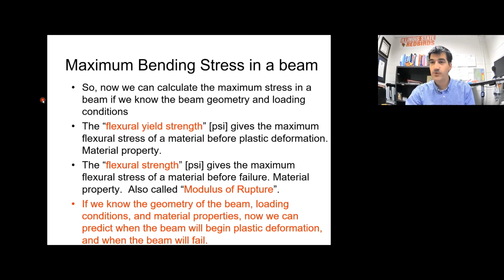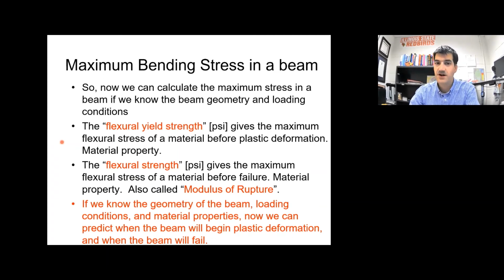So now we have 4 equations for deflection of the beam, and now we have 4 equations for the stress in the beam, the maximum stress that you're going to get in the beam. And so now for a given loading condition and geometry of the beam, you can calculate what is the maximum stress in the beam.